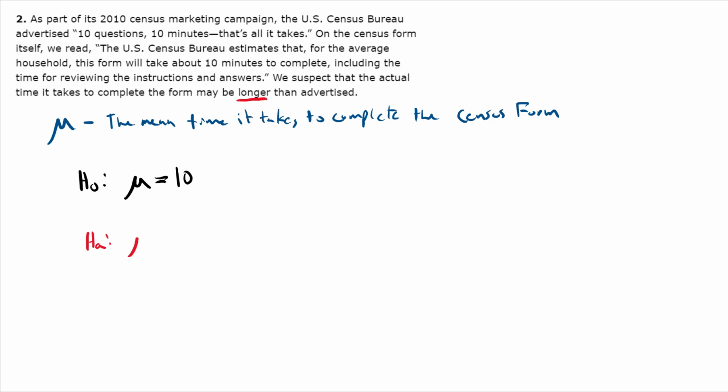So with this, our mu is saying it's longer than advertised. So we're going to say the average time should be greater than 10. So that's going to be our alternative hypothesis. So again, we're talking about the mu is the mean time it takes to complete the census form, right? In which case our null hypothesis is going to equal 10 minutes, that's what we're talking about. And as far as our alternative hypothesis, the mu is greater than 10. All right.